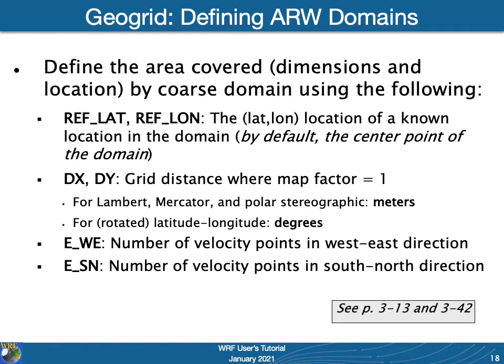dx and dy give the nominal grid distance, which corresponds to the true geographic grid distance in the parts of the domain where the map scale factors are identical to 1. For Lambert conformal, Mercator, and polar stereographic projections, dx and dy are specified in meters, and for the latitude-longitude projection, dx and dy are given in fractional degrees of latitude and longitude. And then lastly, EWE is the number of velocity staggered points in the nominal west-east direction, and ESN is the number of velocity staggered points in the south-north direction.